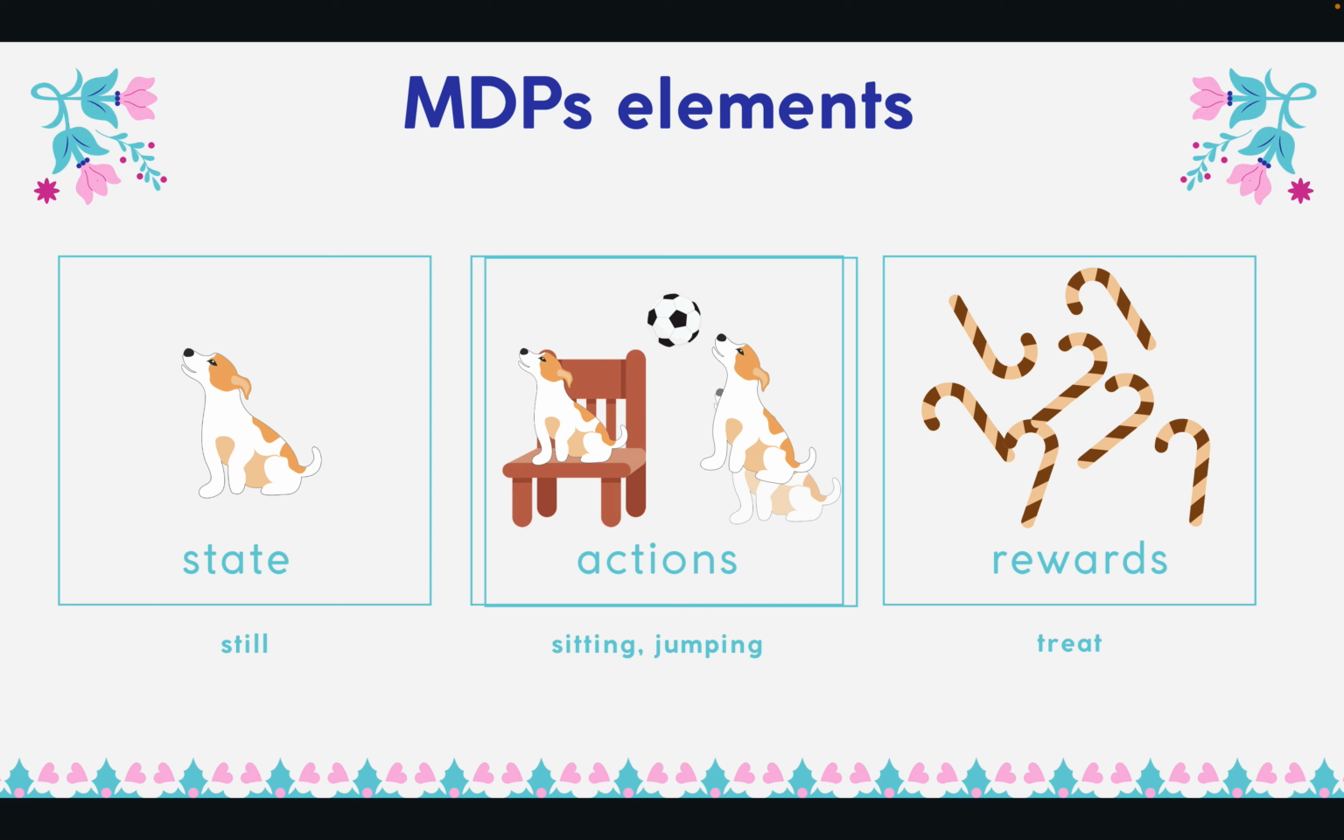The next one is reward. As I told you, a reward is a numerical signal that the agent receives after taking an action in a particular state. It reflects how desirable the new state is to the agent. In this example, the reward is a treat, and if you get a reward, you get +1, and if you get scolded, you get -1.